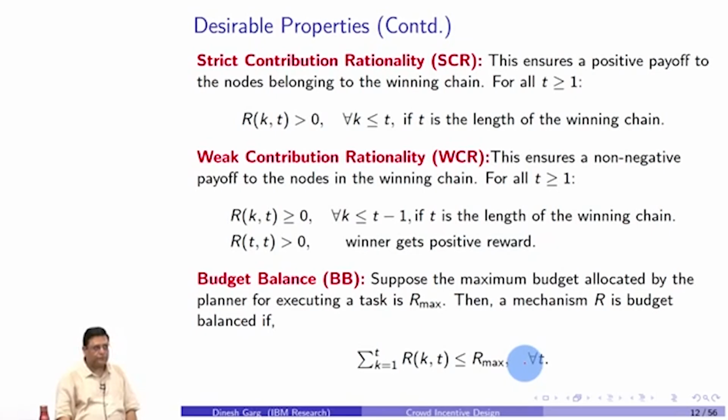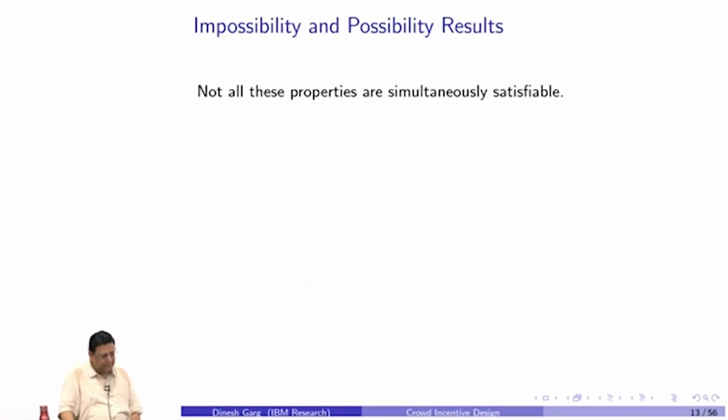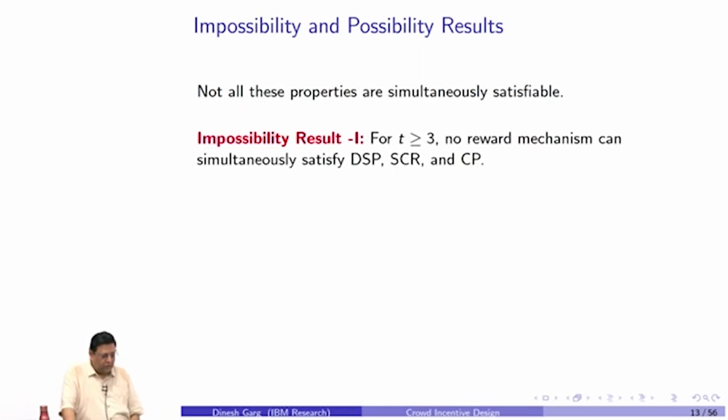All right. So, let's now try to see a few more results. Some interesting results. I am not going to go into the proofs of them. Not all of these properties are simultaneously satisfiable, as I told you. So, let's see what is satisfiable and what is not. The first result we call impossibility result 1. What it says is that for t greater than or equal to 3, no reward mechanism can simultaneously satisfy downward Sybil proofness, strict contribution rationality and collapse proofness.